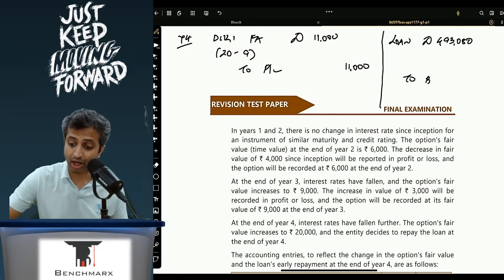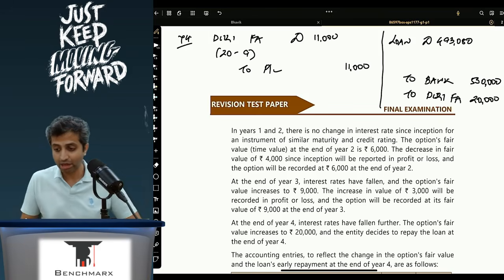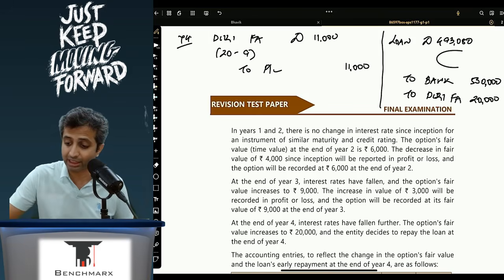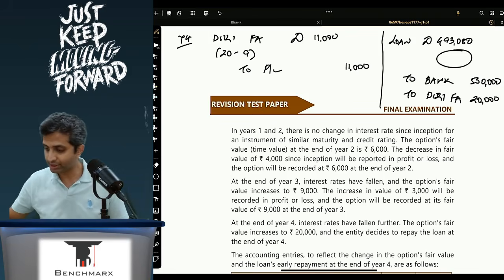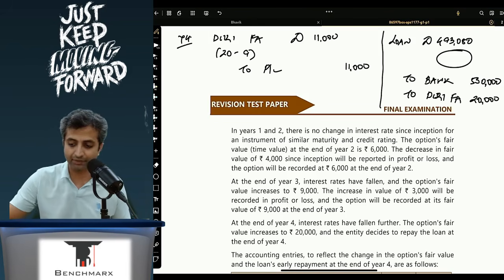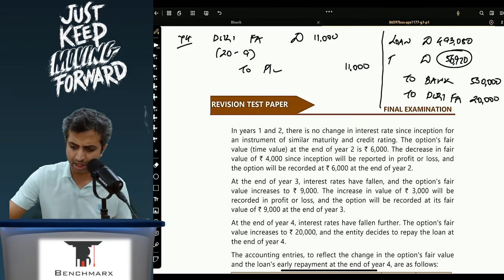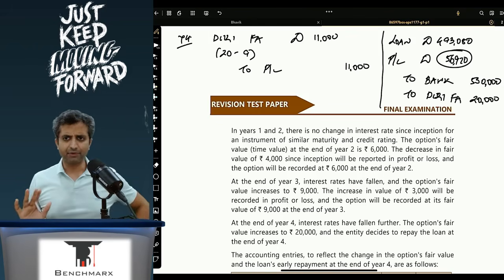To bank. Ultimately, I will end up paying 5,30,000. However, what about the derivative financial asset? That is also exercised, and hence derivative financial asset will also be credited because it has a debit balance of 20,000. So this will be to derivative financial asset, and this will show me the loss. This is 530 plus 20 minus 493,080. This will be 56,920. Will go to the P&L because it is on settlement of a liability.